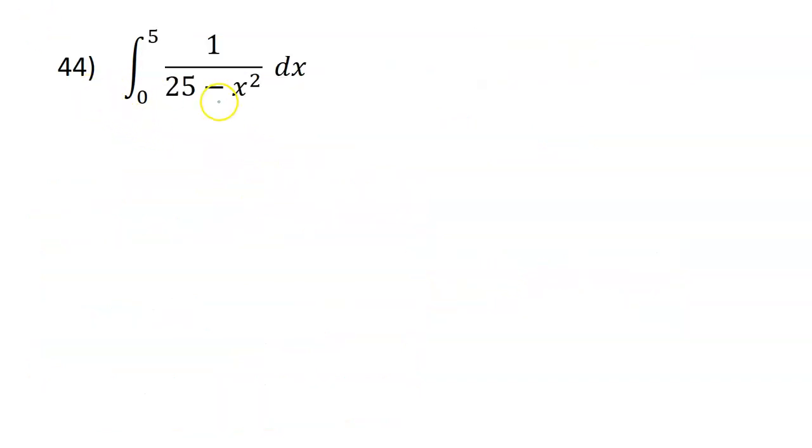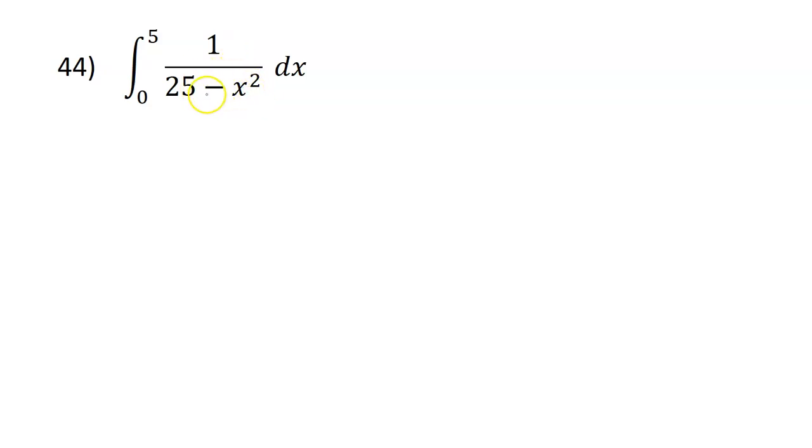Why is number 44 an improper integral? If we plug in 5 for x, we get 25 minus 25, so we're dividing by 0. So we have a vertical asymptote at x equals 5, and that's why this is an improper integral. How do we find the antiderivative of something like this?